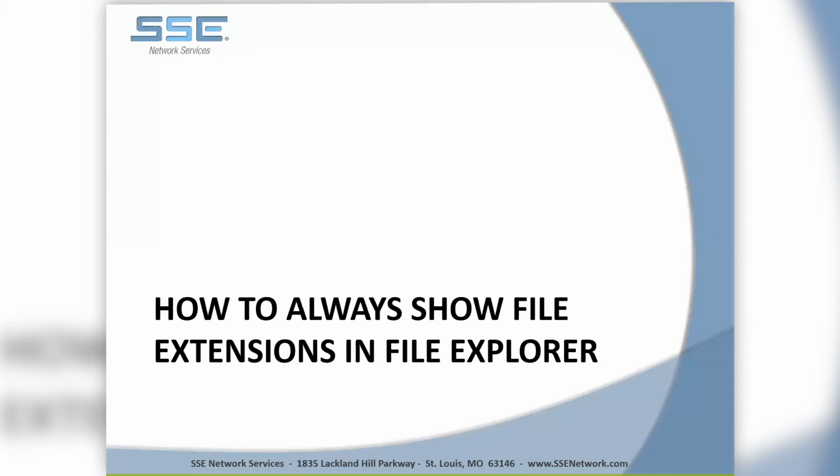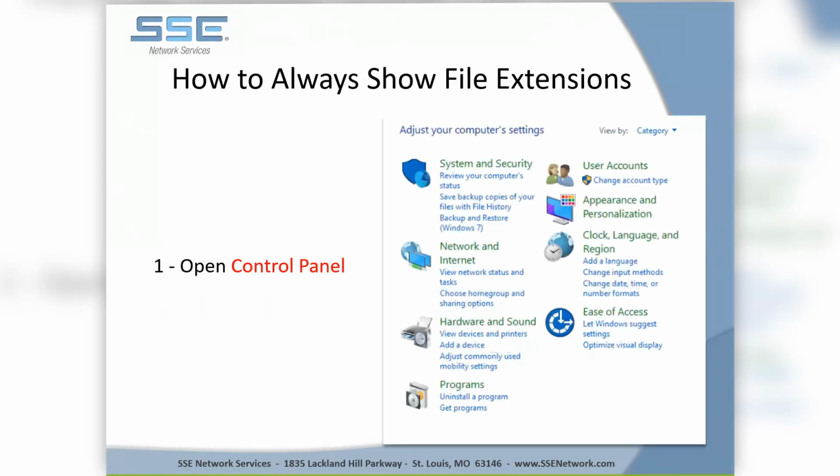All right, let's talk about the top 3 things that we're getting asked at our help desk. How to always show file extensions in Explorer. This is a very easy thing. First thing you want to do is open your control panel. Once you're in control panel, you're going to get a screen that looks like this. If it doesn't look like this right here, you can click this little drop down up here, change it to category, and it will look like this.